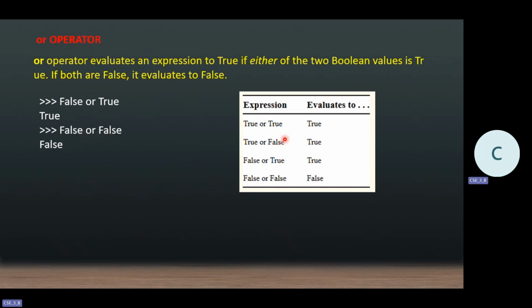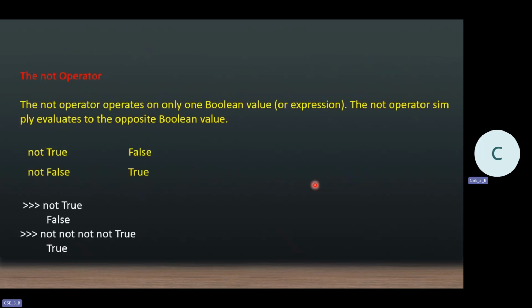What is the advantage here? When both are true or any one Boolean operand is true, that is true or false, false or true, in all the cases the result is true. When both the Boolean values are false, then the result is false.